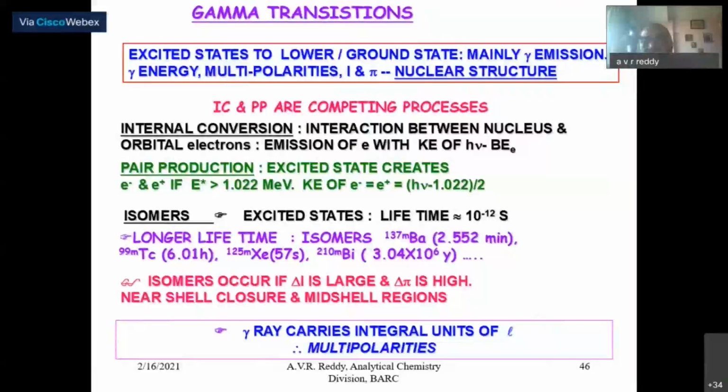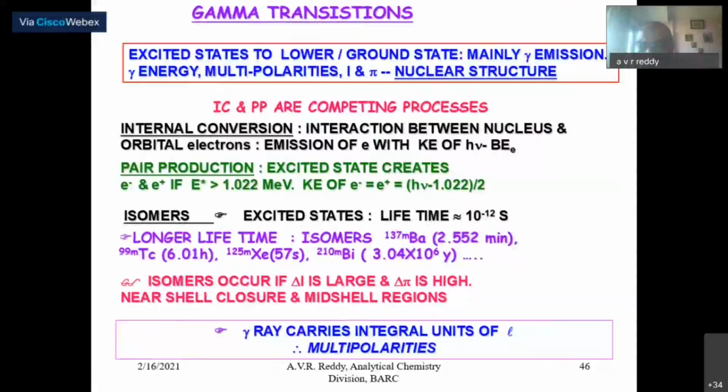So isomers occur if delta I is large, and as I told you, there is nothing like delta pi is large. Delta pi is yes, or no. Again there is a correction: there is a change in the parity. And isomers exist in the nuclear shell closure as well as mid-shell regions, right? That you know by this time, the meaning of nuclear shells, magic numbers.